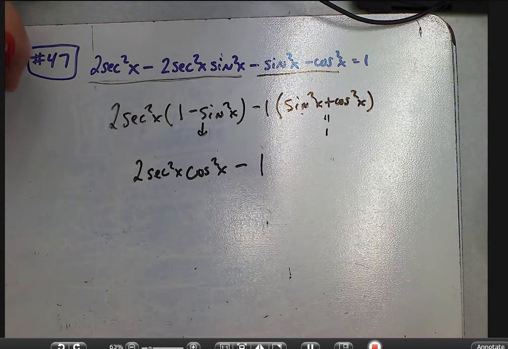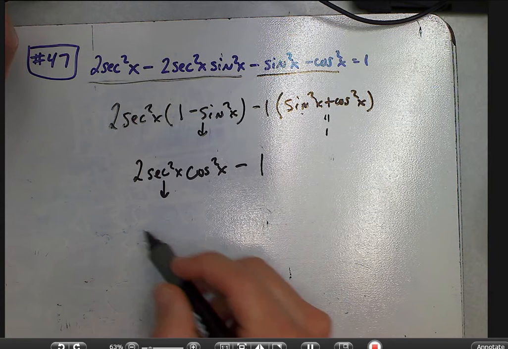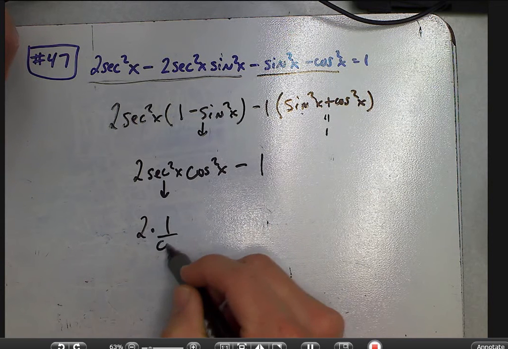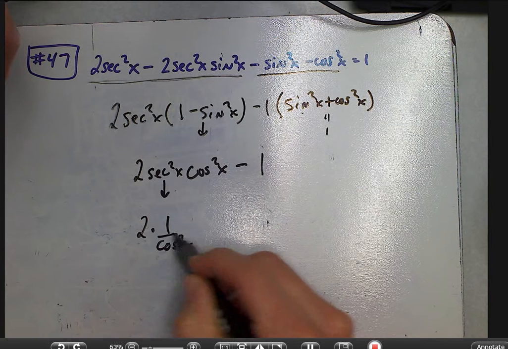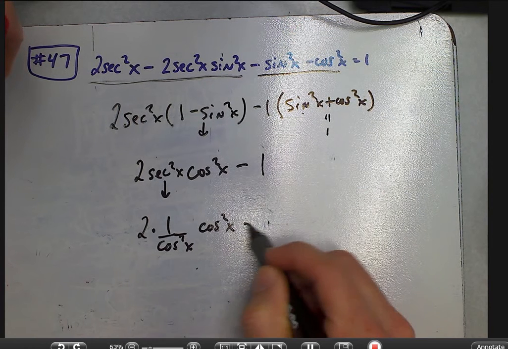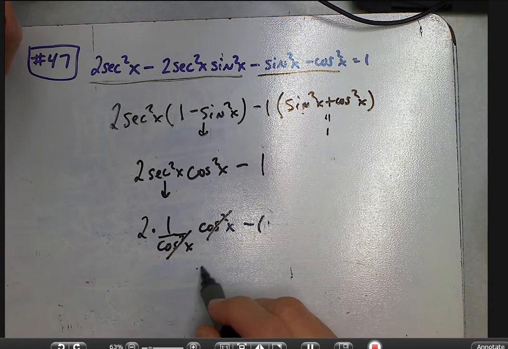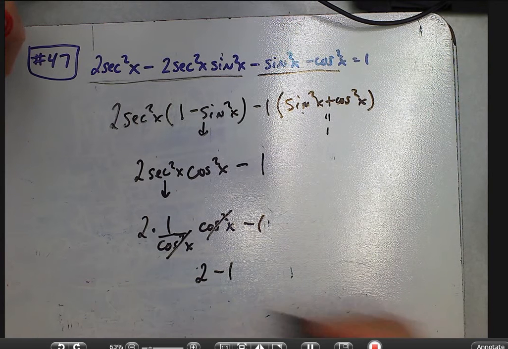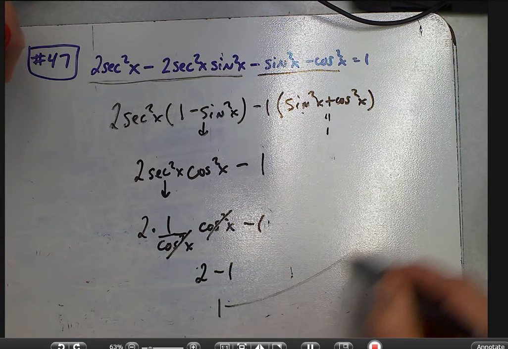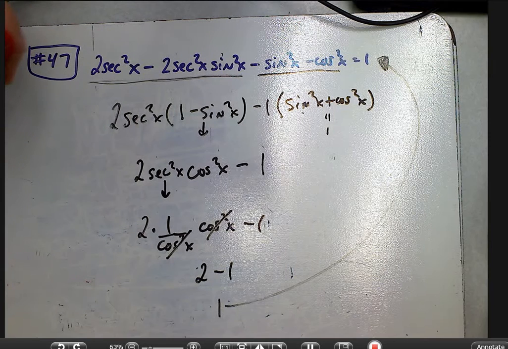Well, I know secant squared is 1 over cosine squared, so now it's 2 times 1 over cosine squared x times cosine squared x, minus 1. Cosine squareds cancel out. 2 times 1 is 2, minus 1. 2 minus 1 is 1. And there, voila, I've just verified that the whole thing is equal to 1 by using trig identities and properties.